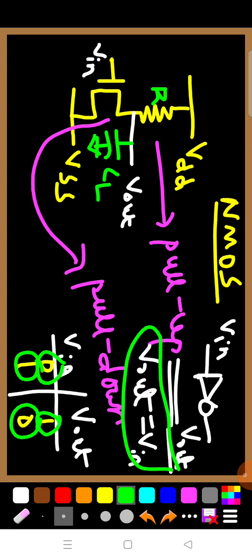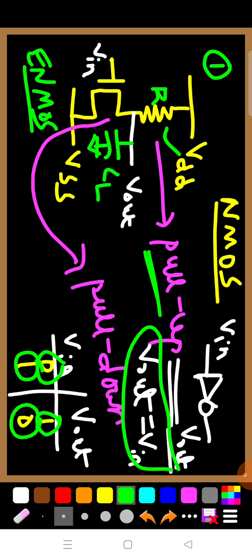Now if you look, this is the first structure of an NMOS inverter, where the pull-up device is a resistor and the pull-down device is an enhancement mode NMOS transistor. Is it observed very clearly? The pull-up device is connected to VDD, and the source of the enhancement mode NMOS is connected to VSS.